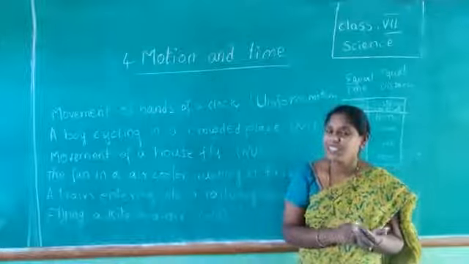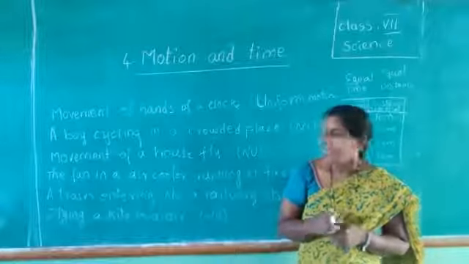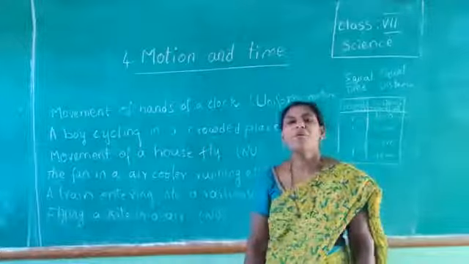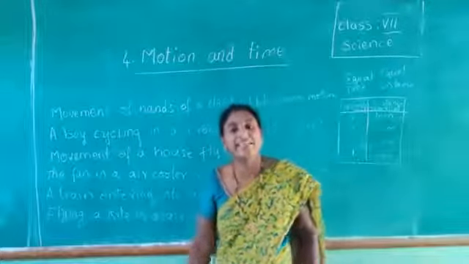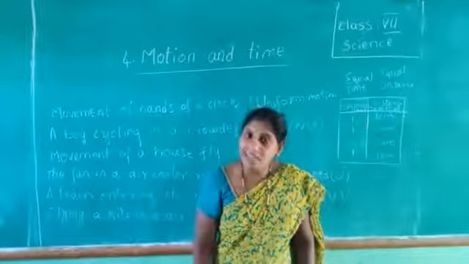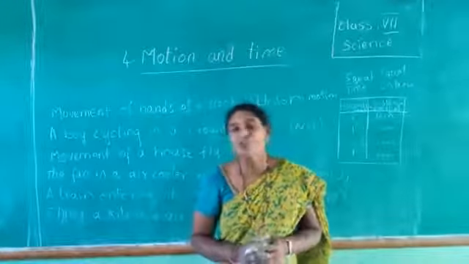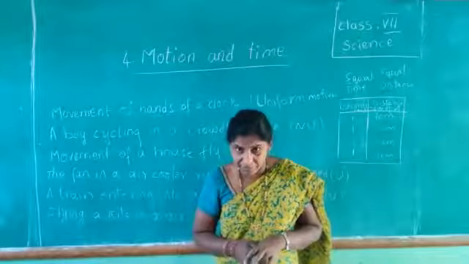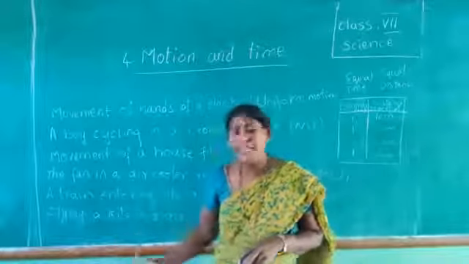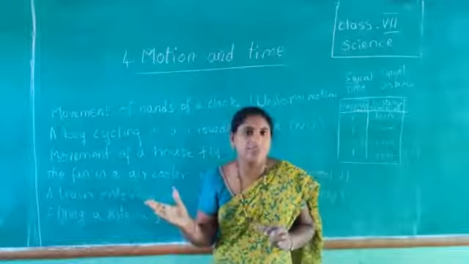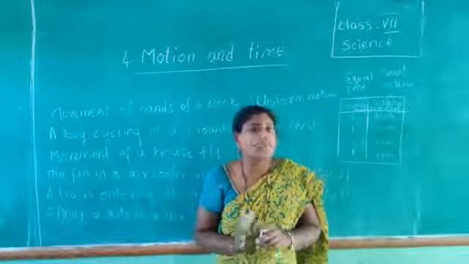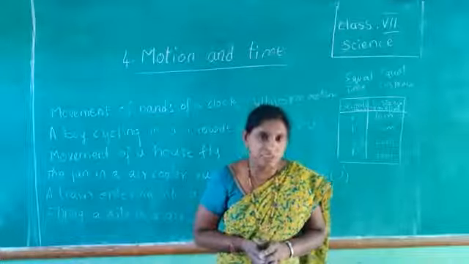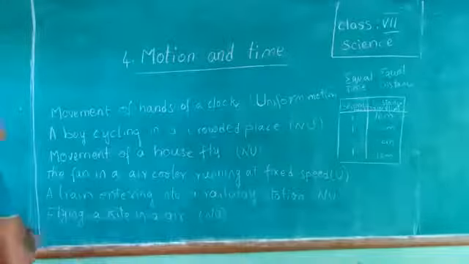It is not traveling equal distances in equal intervals of time. So flying a kite in the air is a non-uniform motion. How can you say that it is in a non-uniform motion? Here, the kite is not traveling equal distances in equal intervals of time. If the body is not traveling equal distances in equal intervals of time, then the body is said to be in non-uniform motion. Is it clear, children? Now let us take a recap of this.